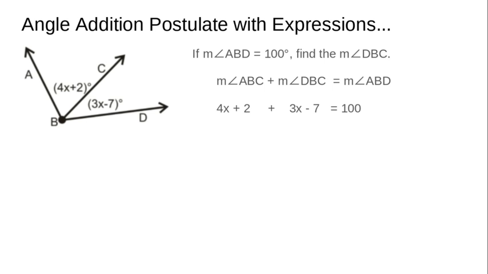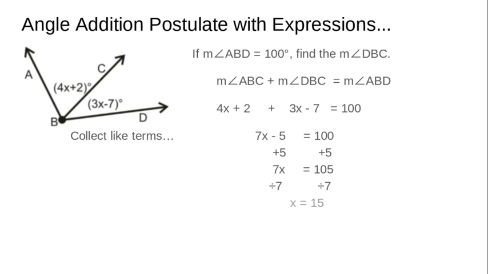So we put in the expression for angle ABC as 4x plus 2, and the measure of DBC as 3x minus 7. Add them together to get 100 degrees. Combine our like terms. 4x and 3x give us 7x, and positive 2 and negative 7 give us negative 5. Solve out using our normal solution steps. We get x is 15, but remember, we're not done.